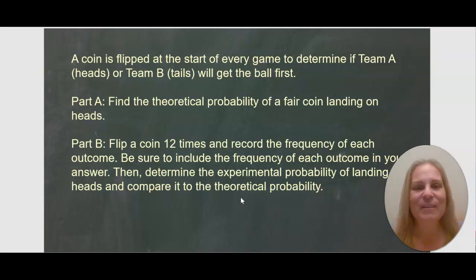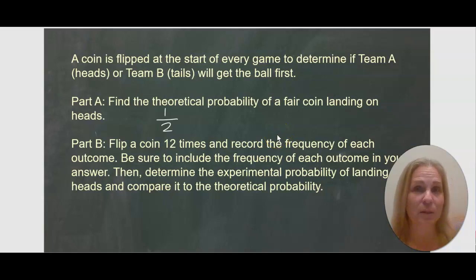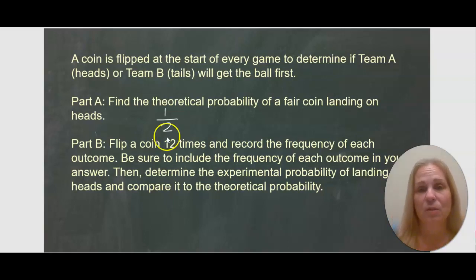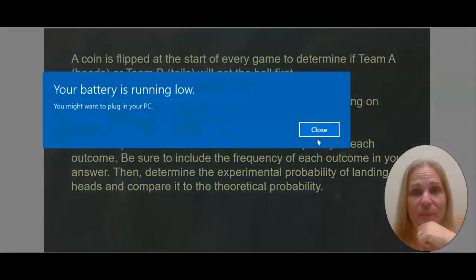I don't remember. So we have a coin flip, and we're asked to find the theoretical probability of landing on heads. There's only two possibilities, and heads is one of them. So the theoretical probability would be 1/2, right? Because the favorable outcome we're looking for, heads, is one out of two possible outcomes. So we could say 1/2, we could say 0.5, or we could say 50%. Now it says to flip a coin 12 times.